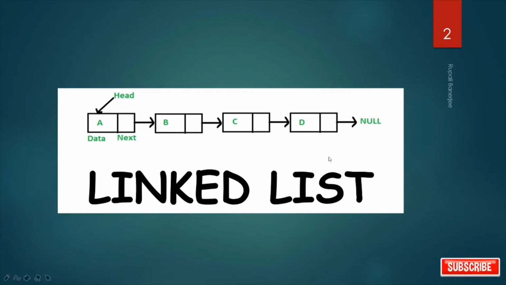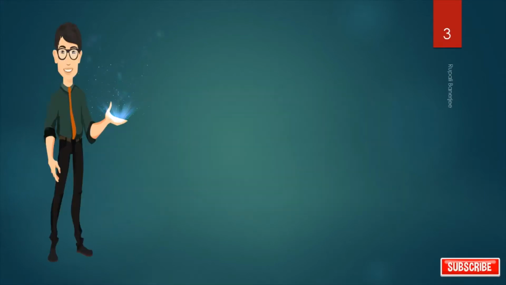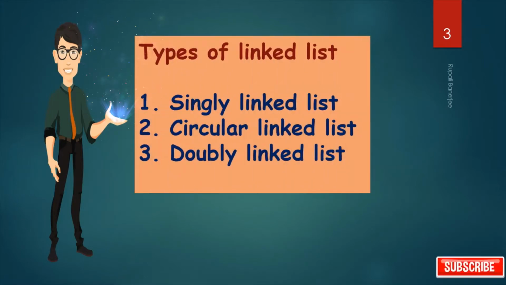The last node of the list contains a pointer to null and the first node address is stored in an external pointer or header. So there are mainly three types of linked list: singly linked list, circular linked list and doubly linked list. So what is singly linked list?